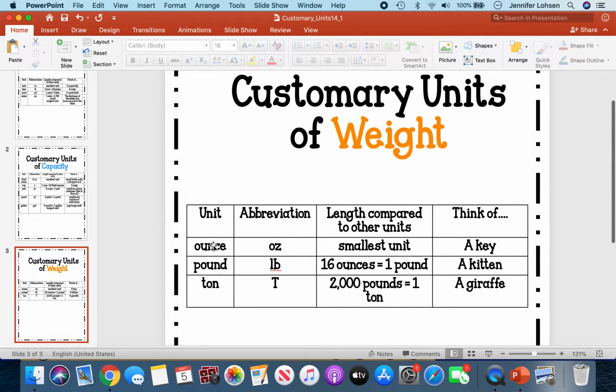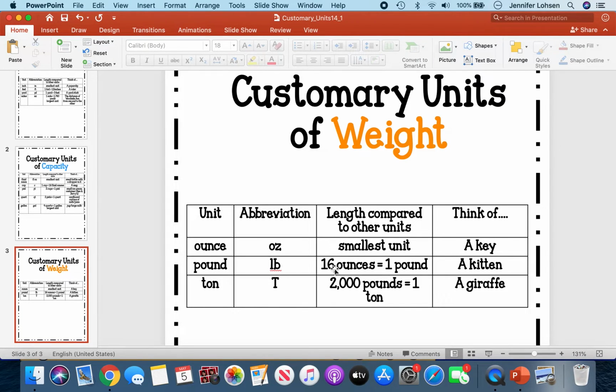So the smallest unit is an ounce. Its abbreviation is OZ. Again, it's the smallest unit. And I want you guys to think of a key. The next customary unit of weight would be a pound. The abbreviation is LB, and remember that's from the Spanish word. I believe it's libras. If I totally butchered that, please forgive me, but I believe that's what the word is.